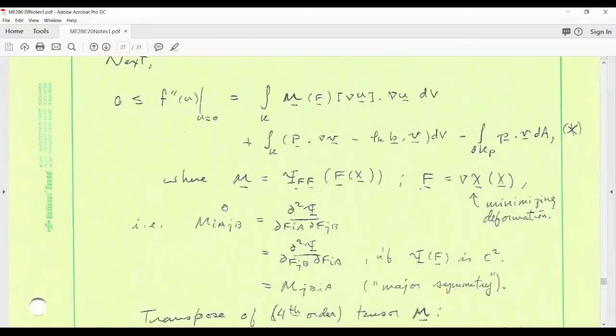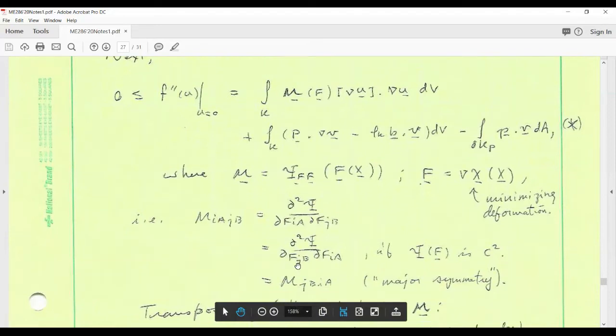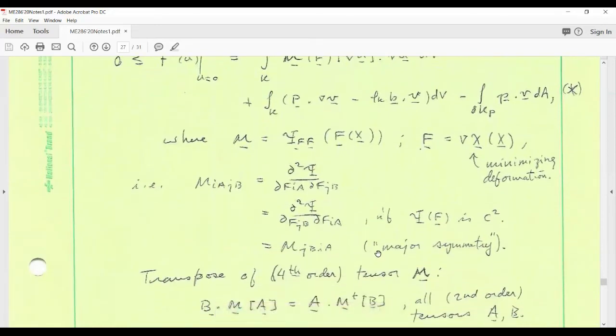So again, this object, M, is a fourth order tensor. Here are its Cartesian components. If the strain energy is a twice differentiable function of F, we could interchange the order of the derivatives here and conclude that we have this symmetry. M_iAjB is the same as M_jBiA. We call that major symmetry.